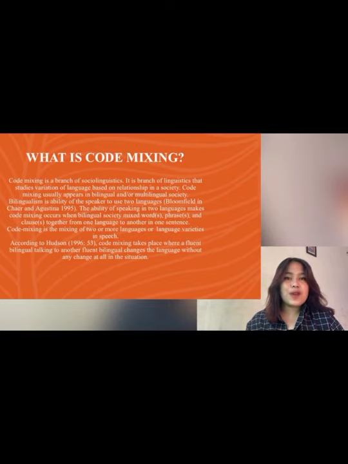The ability of speaking in two languages makes code mixing occur when a bilingual society mixes words, phrases, and clauses together from one language to another in one sentence. Code mixing is the mixing of two or more languages or language varieties in speech. According to Hudson, 1996, page 53, code mixing takes place where a fluent bilingual talking to another fluent bilingual changes the language without any change at all in the situation.